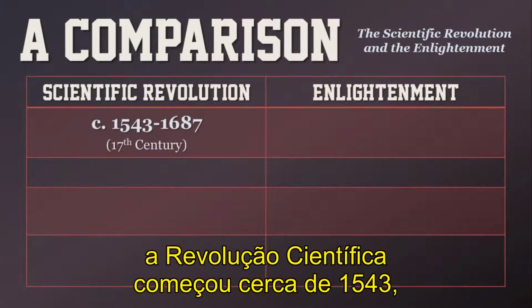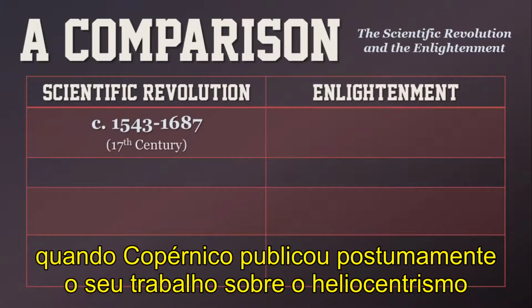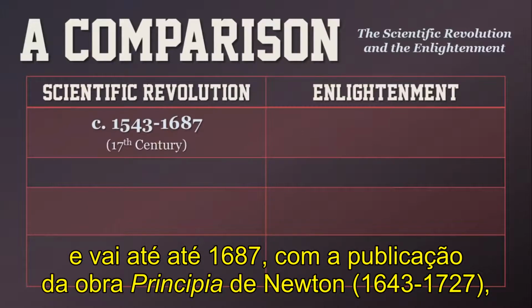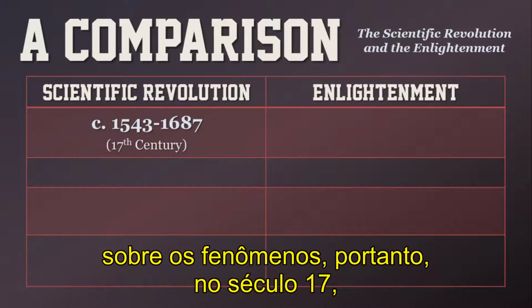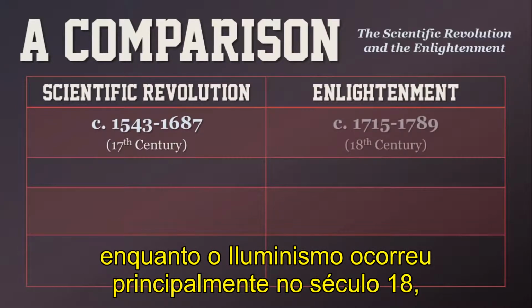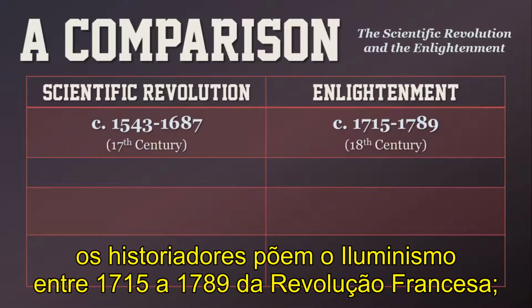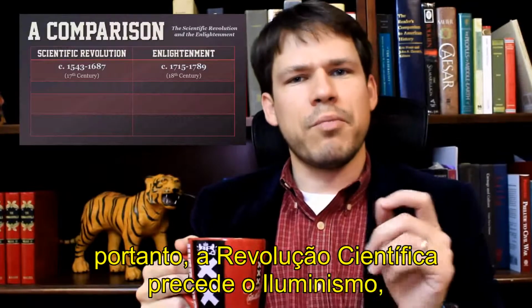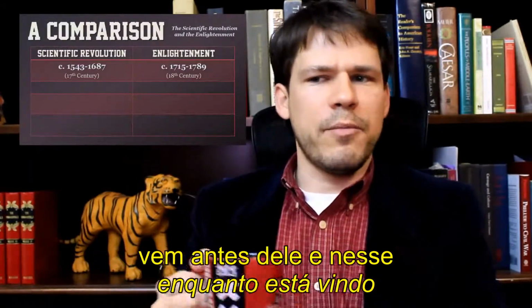The scientific revolution went from about 1543, when Copernicus posthumously published his work on heliocentrism, to 1687, the publication of Newton's work. All right, so about a 17th century phenomenon, whereas the Enlightenment is more focused on the 18th century. A lot of arbitrary estimates, about 1715 to 1789, the start of the French Revolution. So first of all, the scientific revolution precedes the Enlightenment, comes before it.